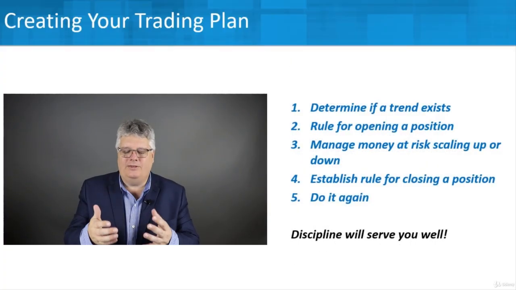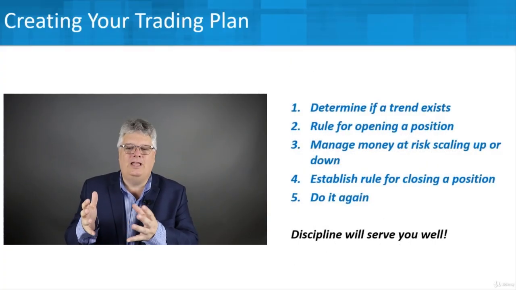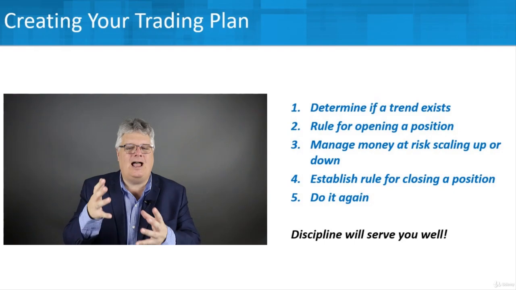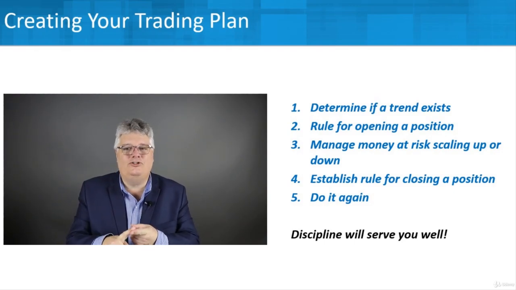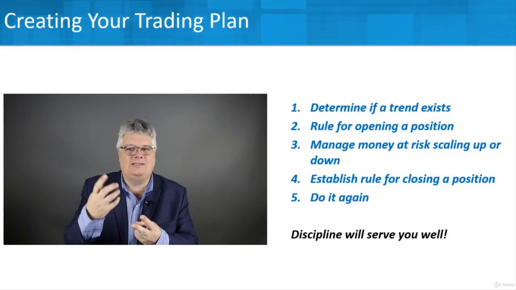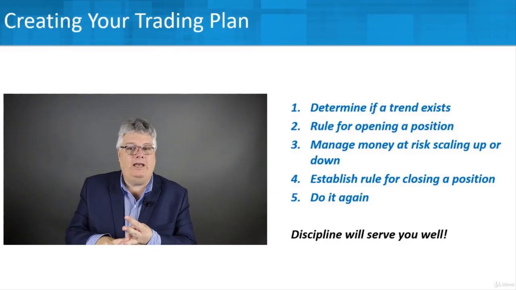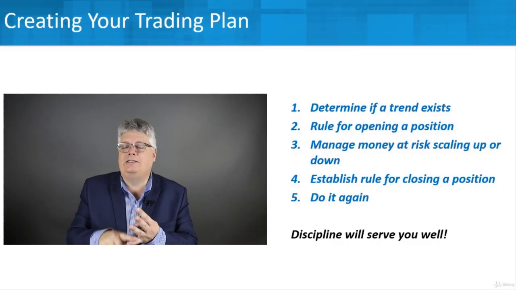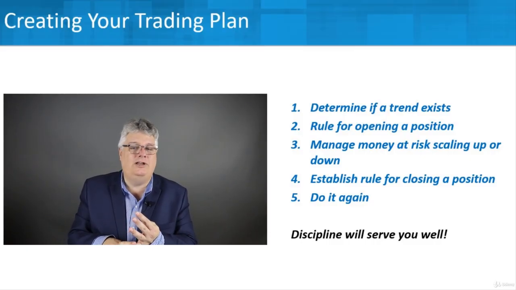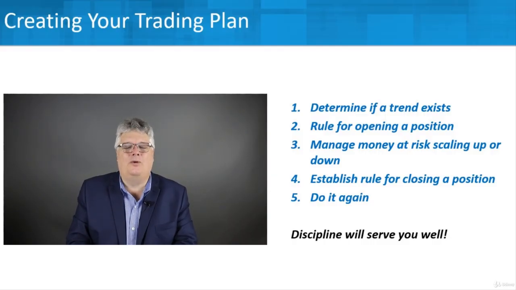So if you think about the steps around there, you have your tools, your indicators, and you have these rules, these ideas of how you would use all that. And then the 5 steps: determining if the trend exists. That's your indicator, it's going to help you with that. What's your rule for opening a position? That's where your discipline is going to help you, establishing that all ahead of time. Managing your money is an important part, and you can manage that risk by scaling your money, as far as how much you want to put in at a time. Establish a rule certainly for closing the position, so you need to know when to buy. But number 4, you need to know how to sell, and then doing it again and how you want to approach that. And again, that discipline will serve you well.